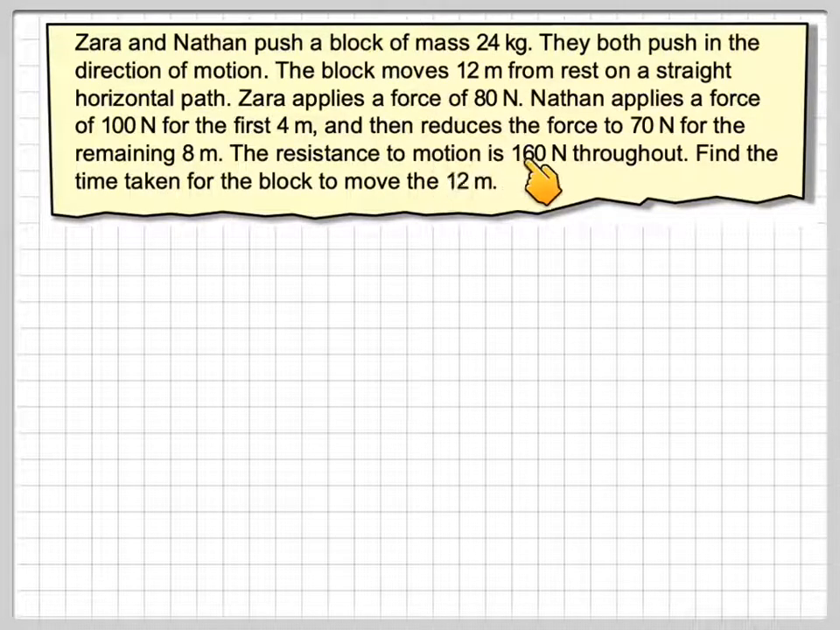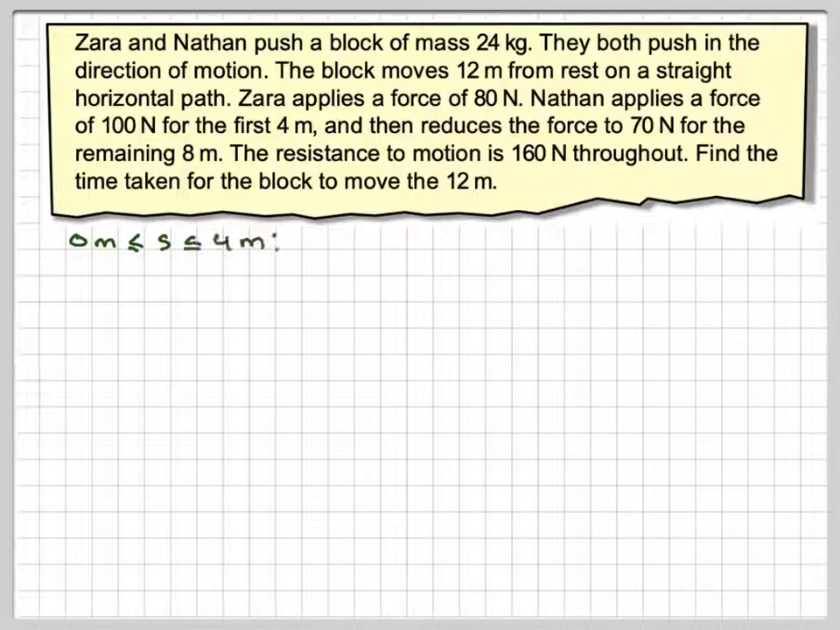and then reduces the force to 70 newtons for the remaining 8 meters. The resistance to the motion is 160 newtons throughout. Find the time taken for the block to move 12 meters. So we've got to split this problem into 2 parts. We've got to split it between the distance being between 0 and 4, and then 4 and 12.